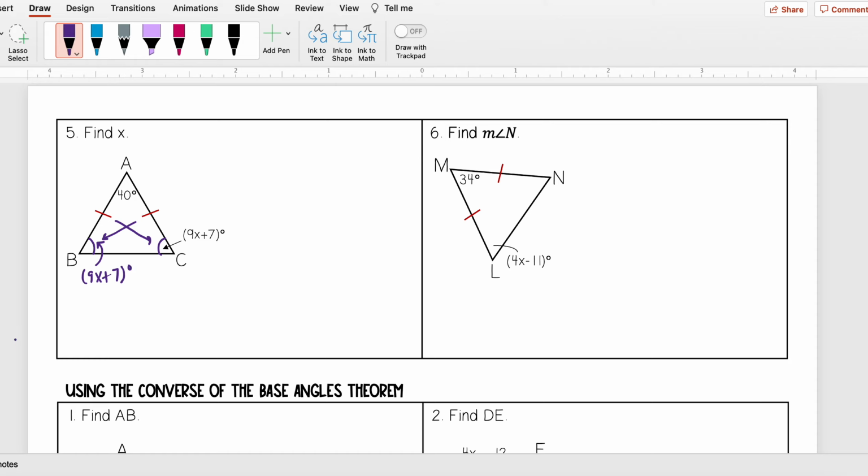Well, I need to remember back to the first lesson in this unit where we learned about the triangle sum theorem, and that told us that all the angles of a triangle add up to 180 degrees. And so I have my 3 angle measures, so now I just need to add all of those up and set it equal to 180. So 9x plus 9x, I get 18x. 7 plus 7, I get 14. 14 plus 40, I get 54.